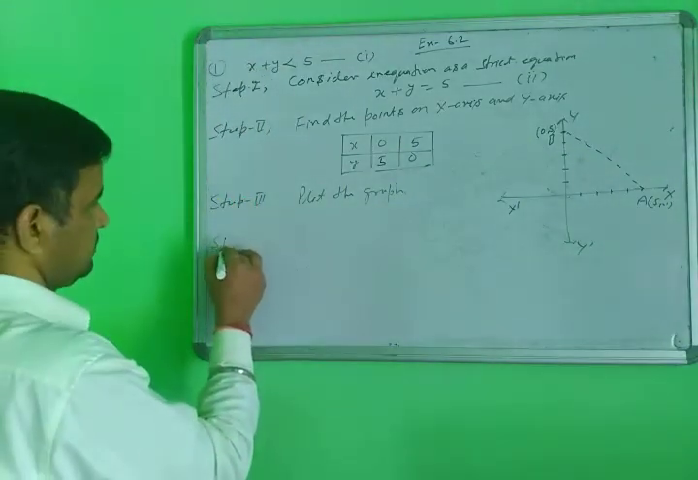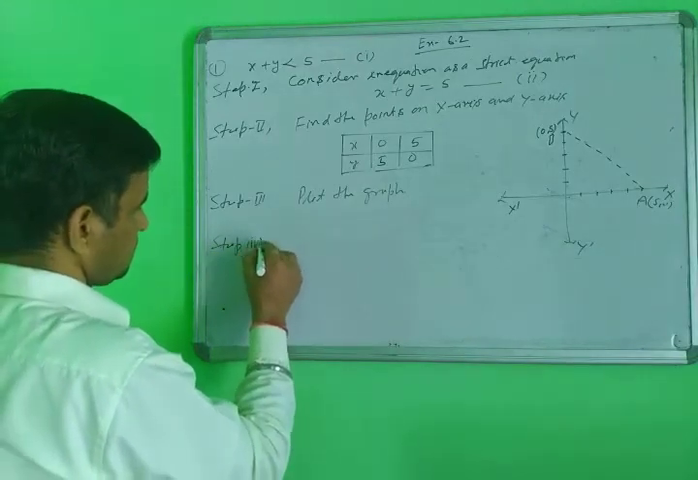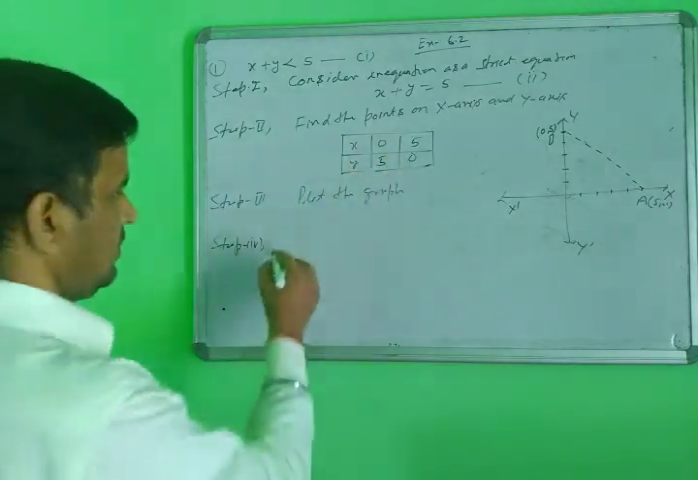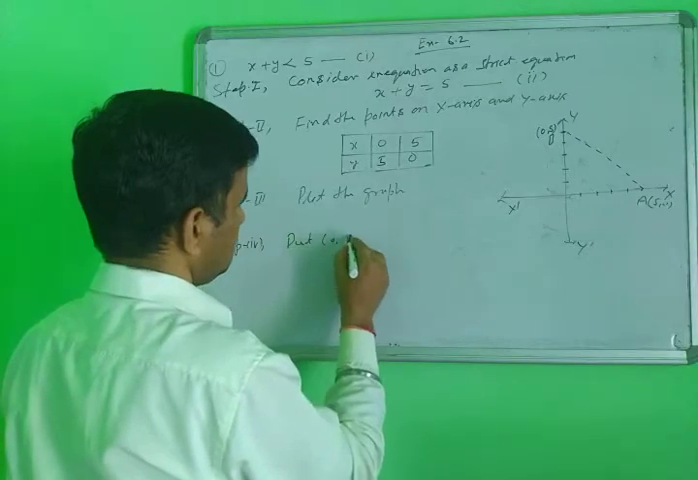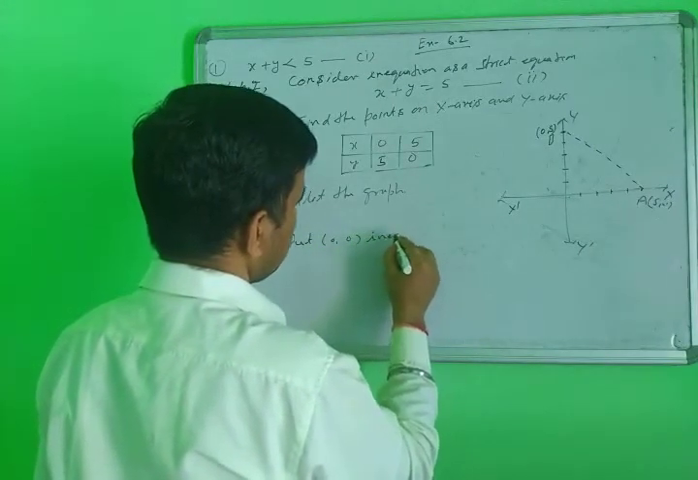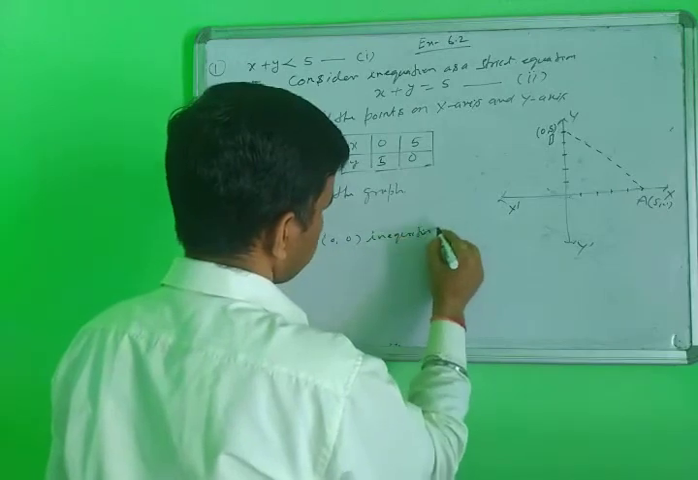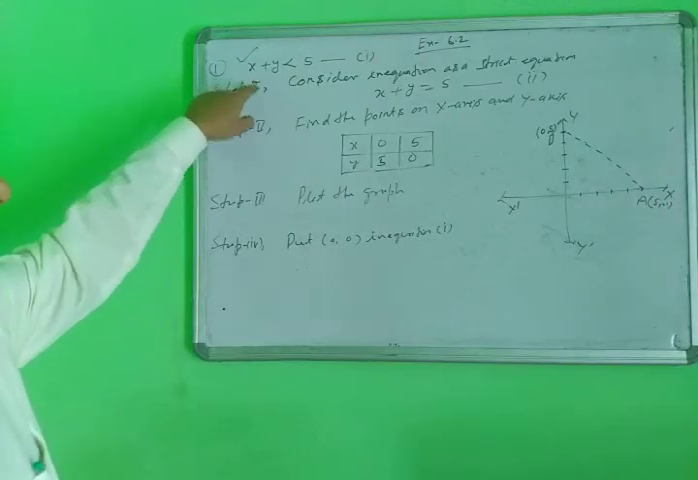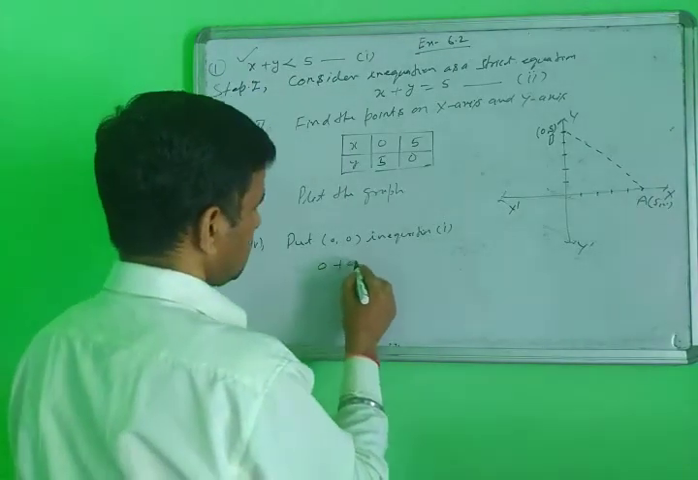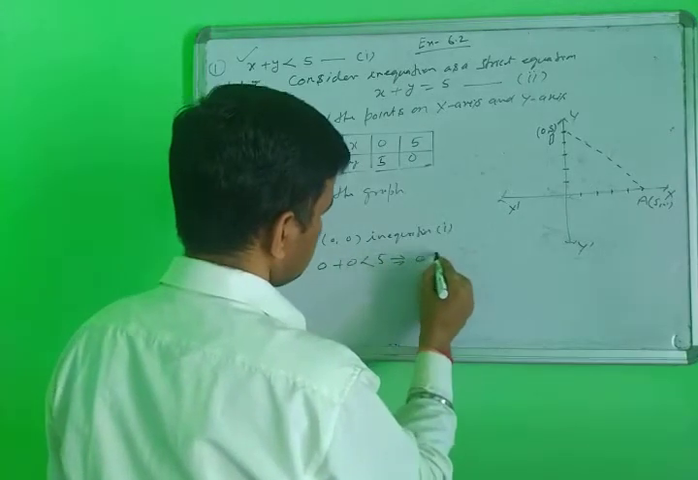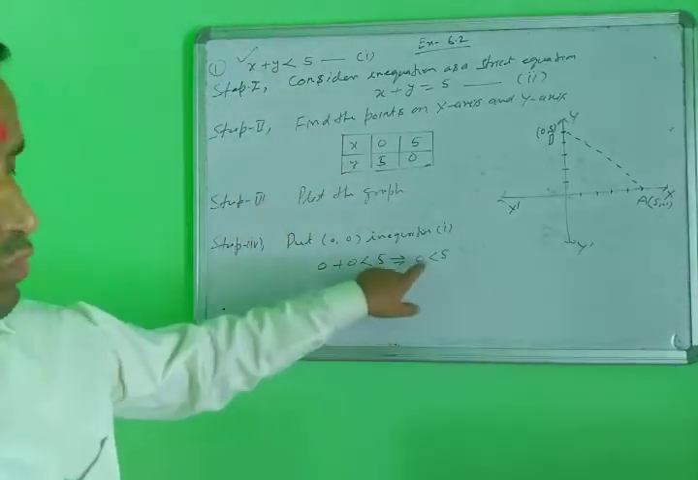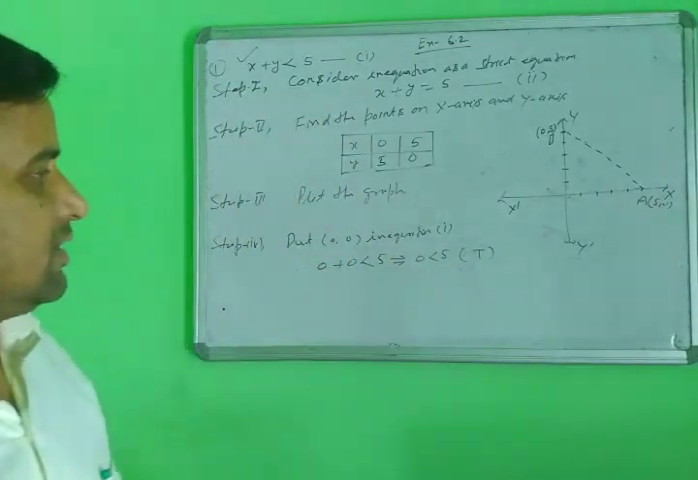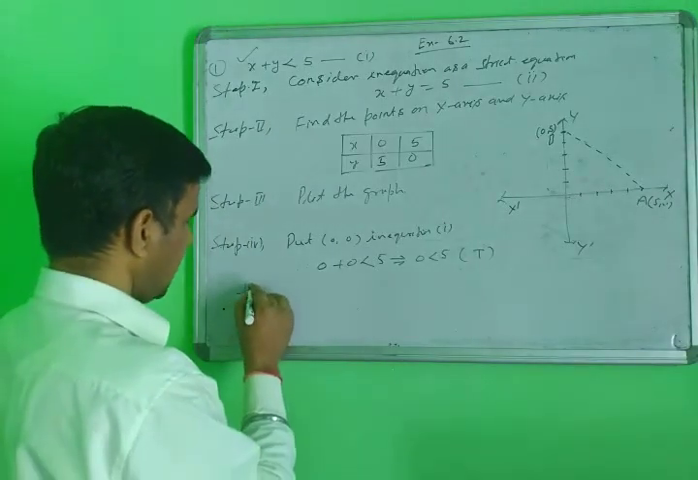Step four: put 0, 0 in the inequation first. Inequalities are also called inequations. Then 0 plus 0 is less than 5, meaning 0 is less than 5. Is this condition true or false? Yes, this is true. It means the shaded region is toward the origin.